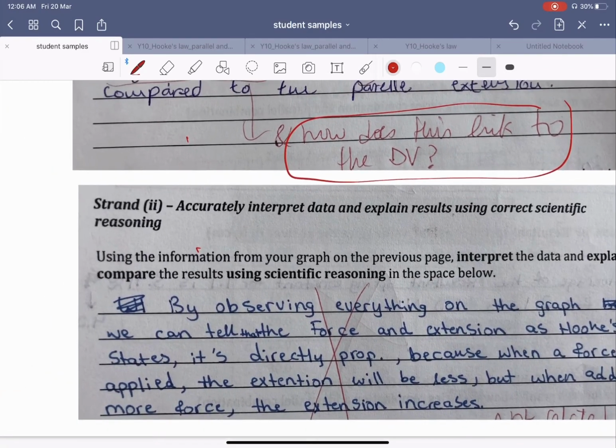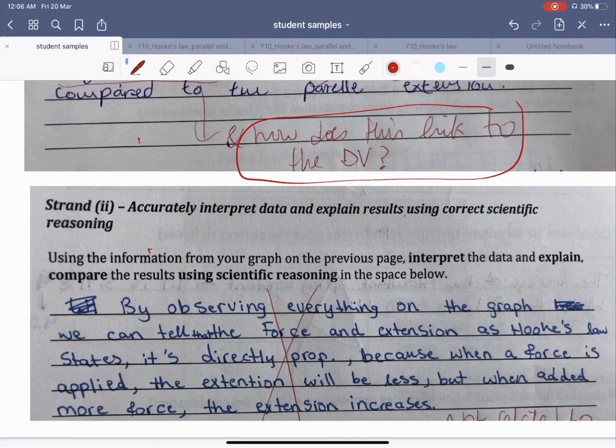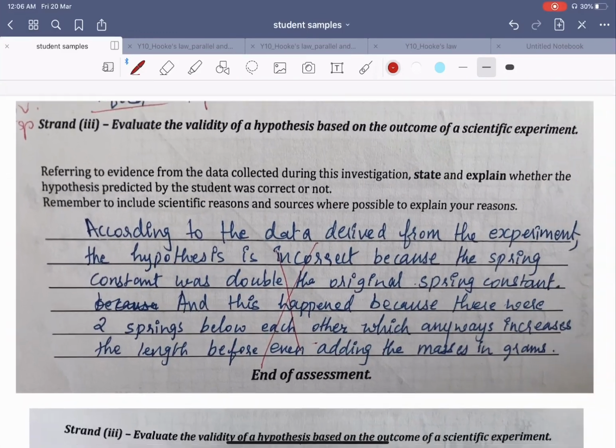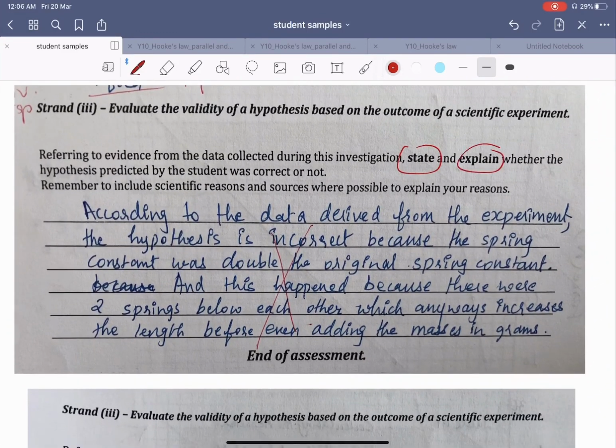I'm just showing you. Okay, by observing everything on the graph, we can tell the force and extension, as Hooke states, are directly proportional because when a force is applied, the extension will be less. But when added force, the extension increases. I didn't get anything from that. Anyway, so that's for II. For triple I, same thing. I need to see a statement and an explanation.